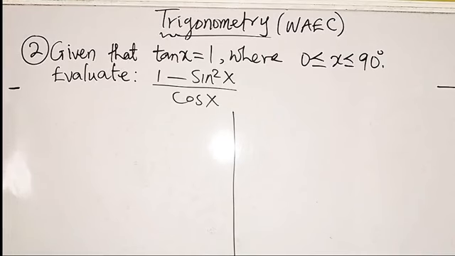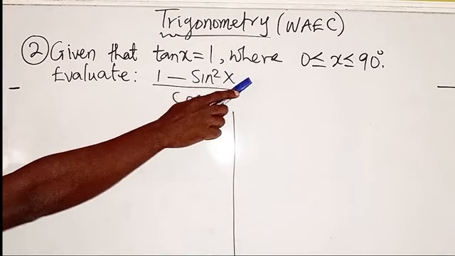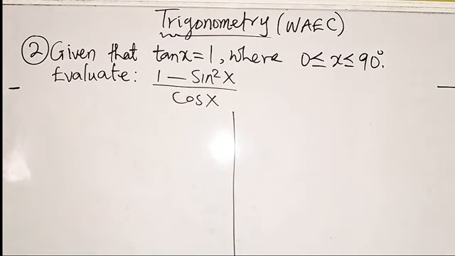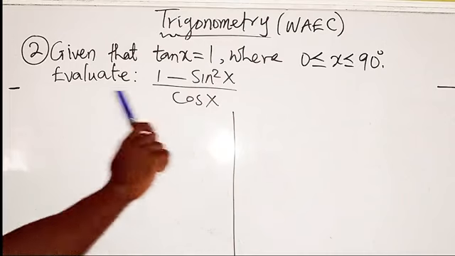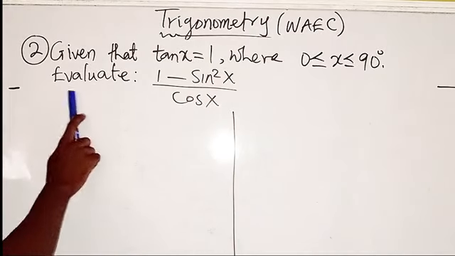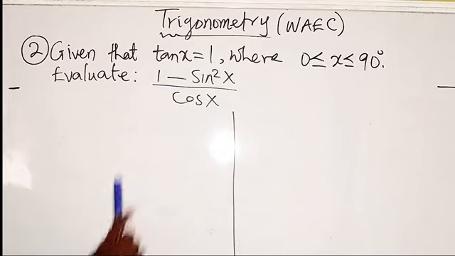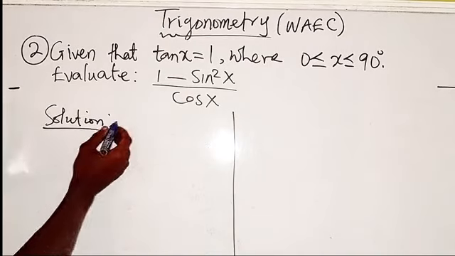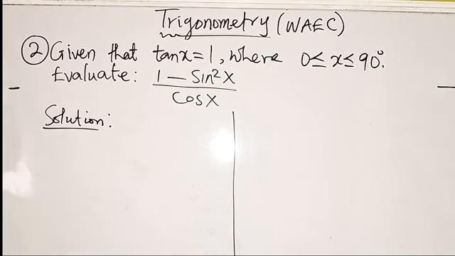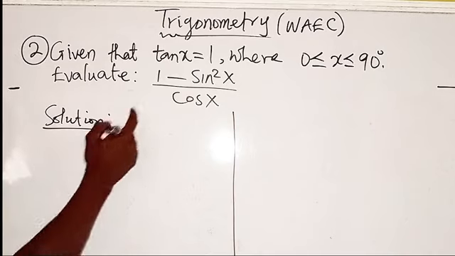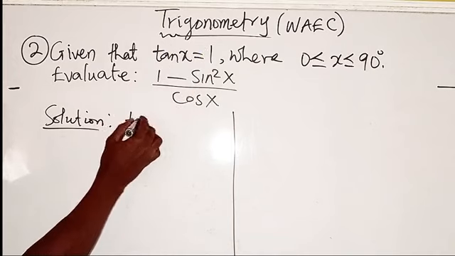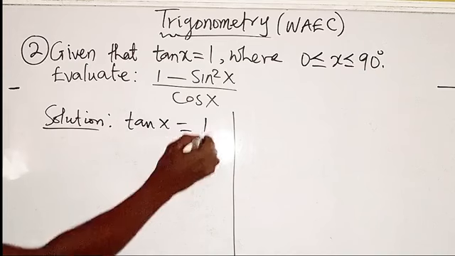So given that tan x equals 1, where x must be greater than or equal to 0 and less than or equal to 90 degrees, we are asked to evaluate 1 minus sine square x all over cos x. All right, before I start mine, pause the video, solve it yourself, come back and check my result, then you can compare them. So solution, we are given tan x equals 1.